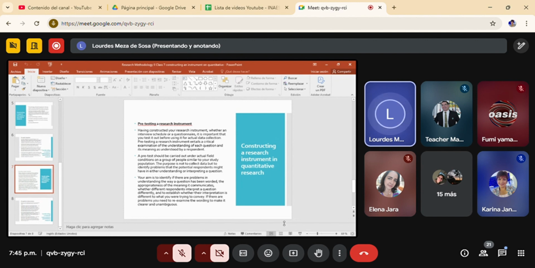You can also do it with your classmates, for example, right? You can give it to a certain number of your classmates or your classmates' students, and they answer the questions. And according to the way they answer, you know if your research instrument is well constructed, okay?